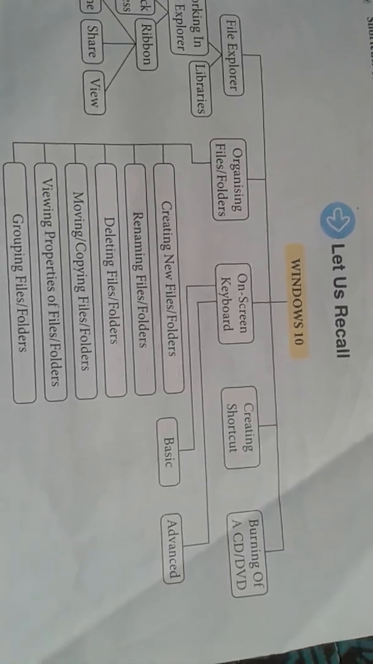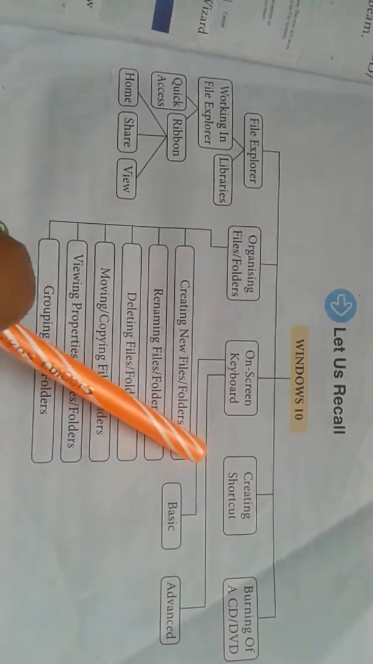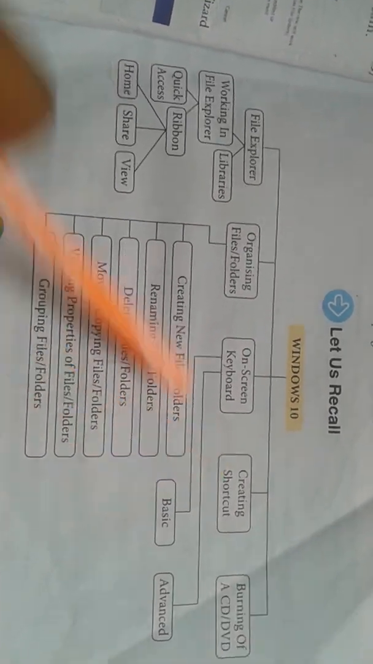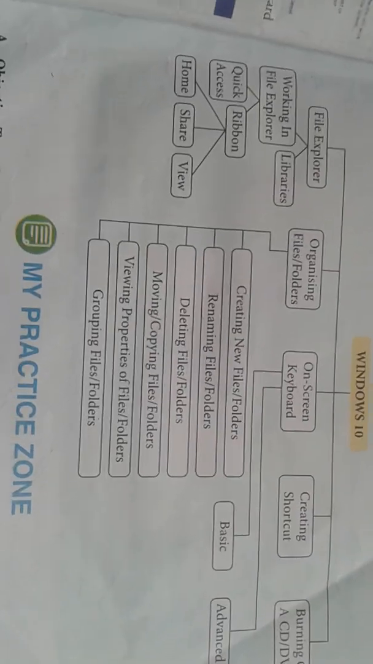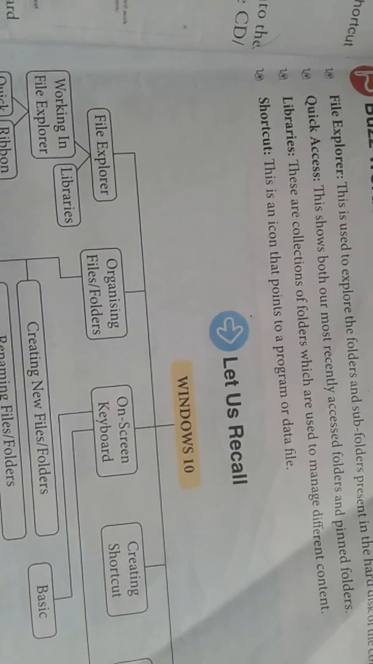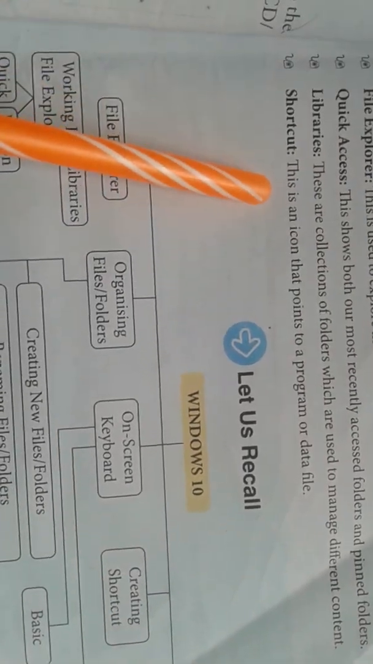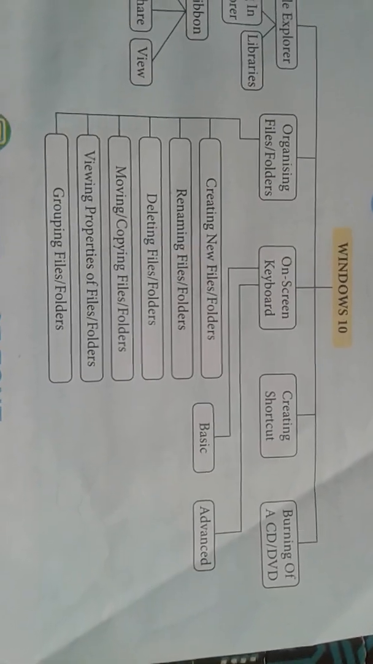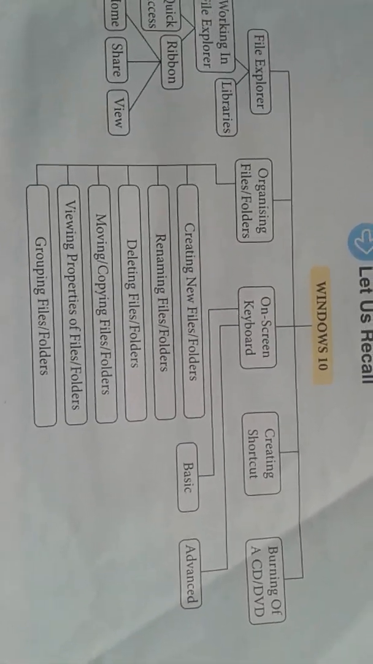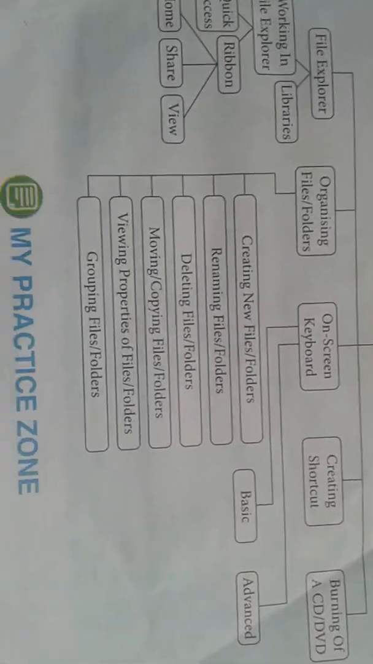Creating shortcuts. All of you know that we are creating shortcuts. We already talked about that. Creating a shortcut means making an icon that points to a program or data file. That is called creating a shortcut, right?